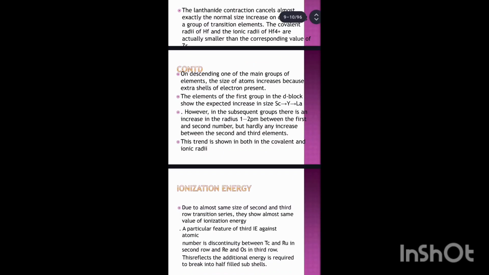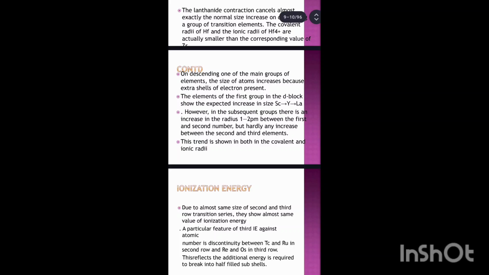The lanthanide contraction cancels almost exactly the normal size increase on descending a group of transition elements. The covalent radii of Hf and ionic radii of Hf4+ are actually smaller than the corresponding values of Zr. On descending one of the main groups of elements, the size of atoms increases because extra shells of electrons are present. The elements of the first group in the d block show the expected increase in size from Sc to La.